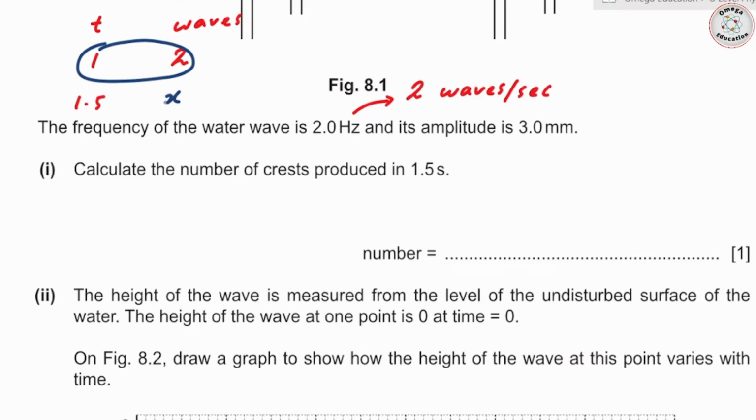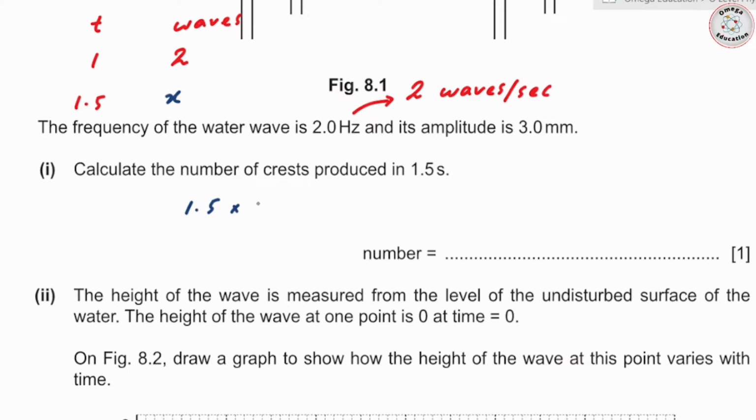So in 1 second, we have 2 waves. How do we know that? Because the frequency of the wave is 2 hertz. That means there would be exactly 2 waves, or exactly 2 crests, in 1 second. And if you need to find the number of crests in 1.5 seconds, you can do it by the method of cross multiplication, or you can simply multiply that. That's the same thing.